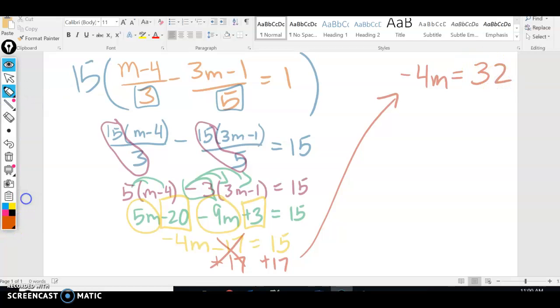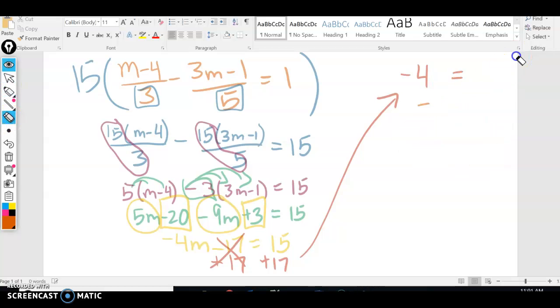Finally, division property of equality, dividing both sides by the coefficient. We're left with m equaling a -8. We can always check our work by plugging in, using substitution, -8 in for both m's to see if I get the same answer on both sides.